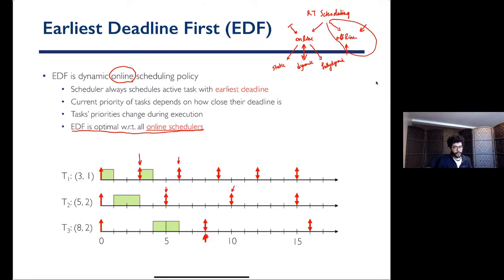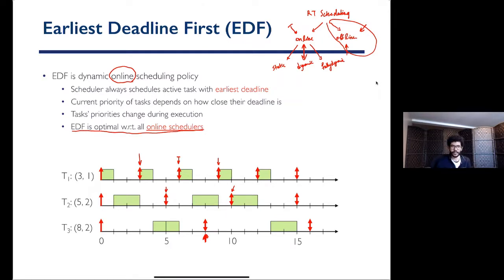Now T3 is done. I have a job from T2 and a new job from T1. The job in T1 has an earlier deadline, so I'm going to run the job from T1. Then I'm going to run the job from T2. At this point, I'm going to get a new T1 job. I will run it, and so on and so forth.